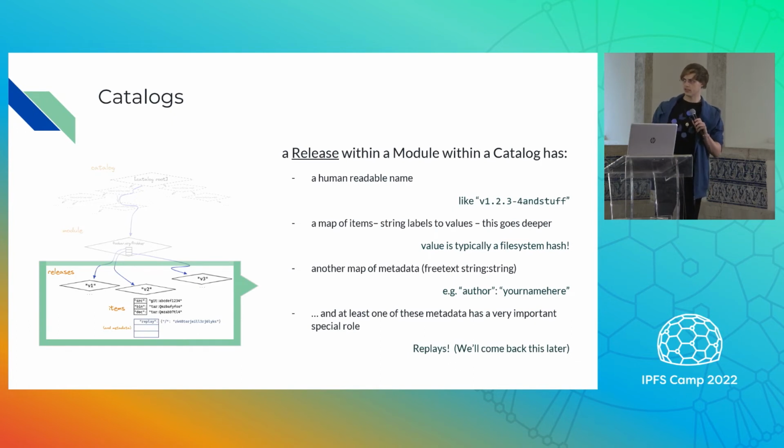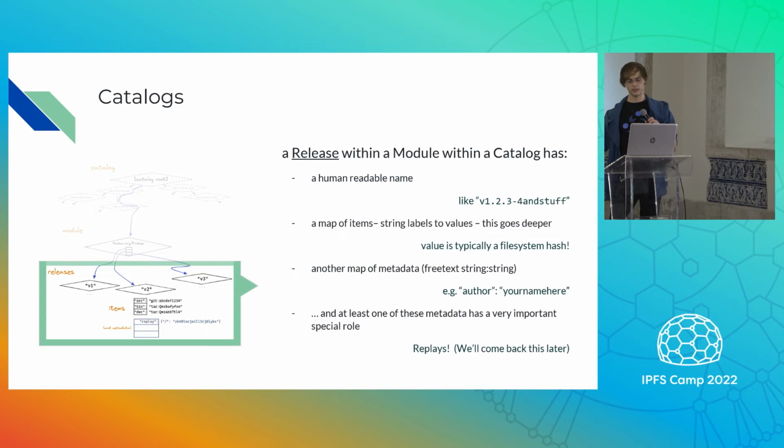This next level down, where we have releases, again, we have to have a name attached. This is free text. Usually it has a V in it and then some numbers. And it will contain another map of more data. It'll have string values as keys again, and also string values or CIDs as the values. In our system, that is going to point to a file system hash. This is where you finally get to like solid stuff, yay.